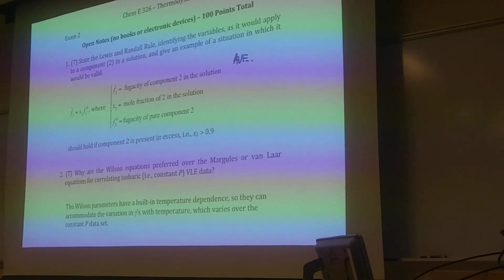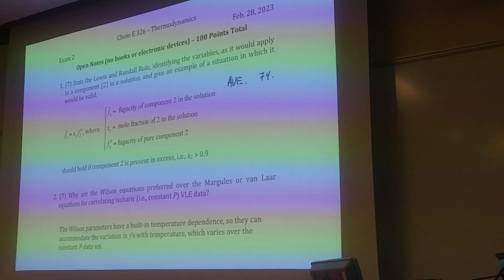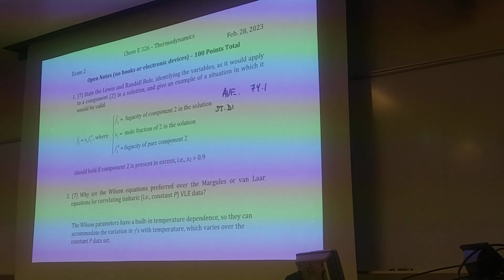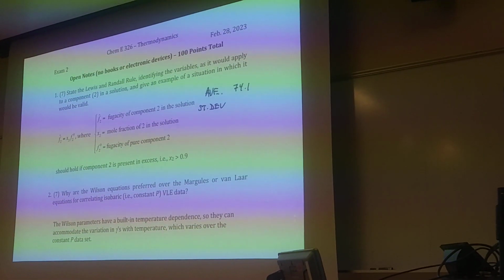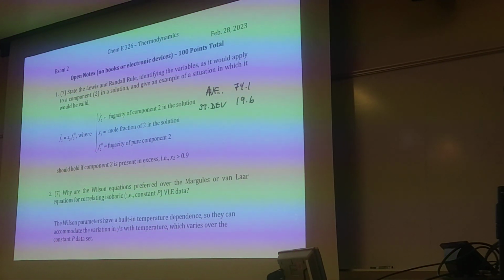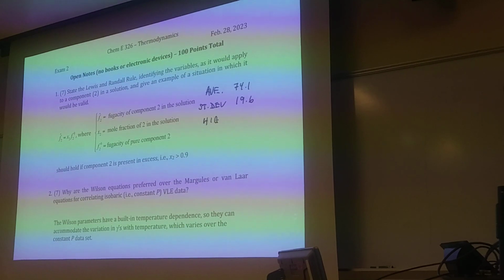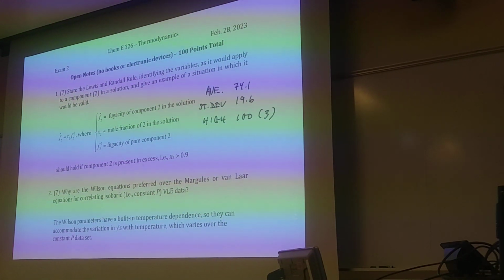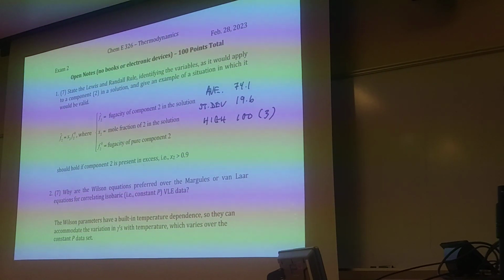The average was 74.1, so much better than last time. Standard deviation 19.6. The high was 100, and there were 3 of them. So let's go through it.